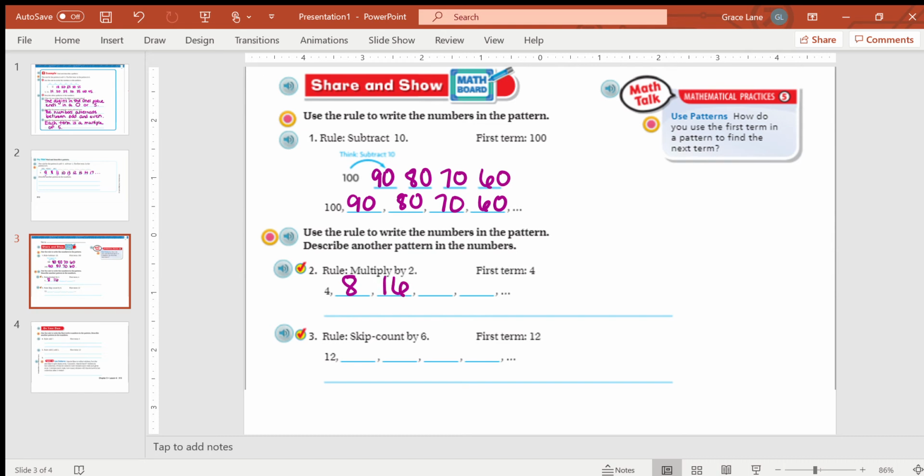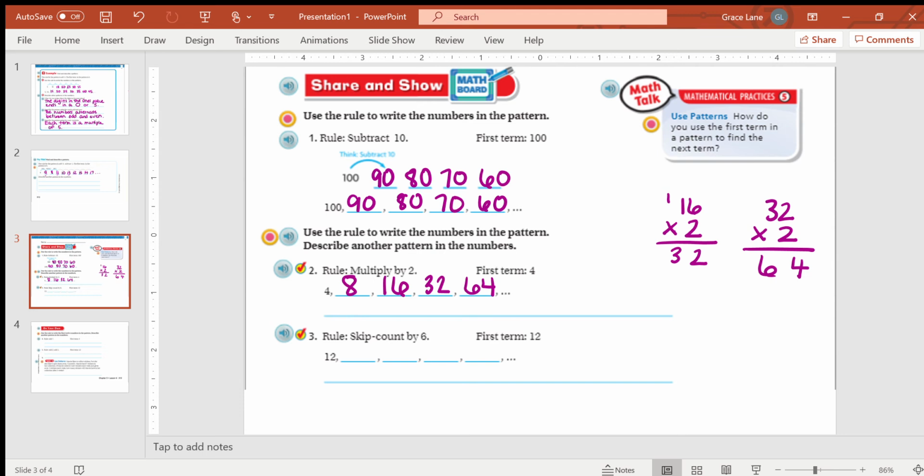Multiply by 2. If you don't know what 16 times 2 is, go off to the side and multiply. 6 times 2 is 12. Carry the 1. 1 times 2 is 2, plus 1 more is 3. So 16 times 2 is 32. And now multiply by 2 one more time. 32 times 2. 3 times 2 is 6. So you get 64.